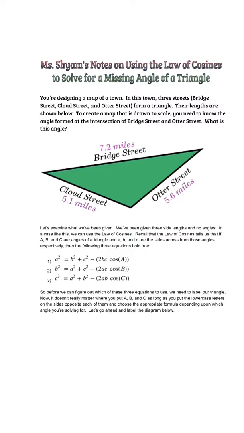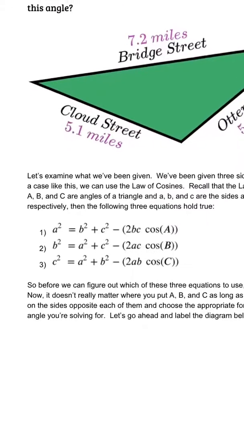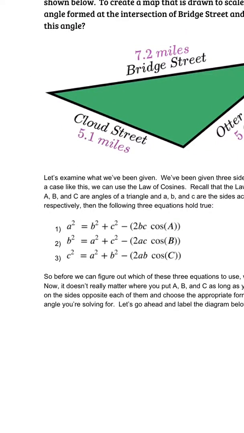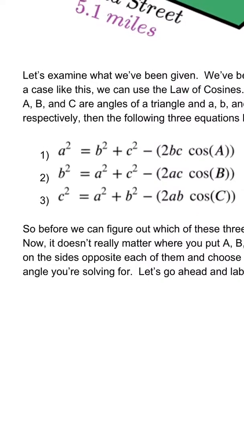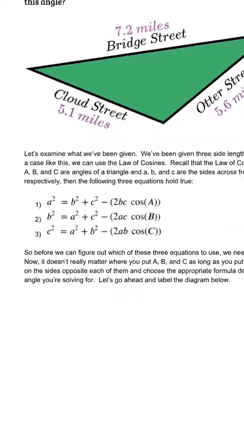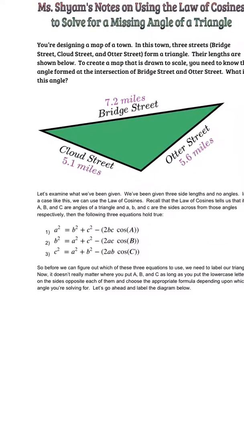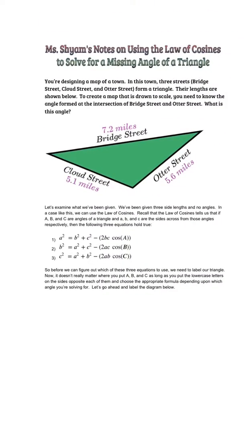So recall that the law of cosines tells us that when big A, big B, and big C are angles of a triangle, and little a, little b, and little c are the sides opposite those angles respectively, then the following 3 equations hold true. So before we can figure out which of these 3 equations to use, we need to label our triangle.